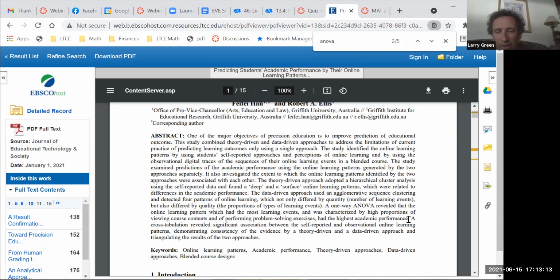They were not all the same, because ANOVA shows that they're not all equal. Some of the patterns are the same, some are different, or maybe they're all different, but they're not all the same. And then a cross-tabulation revealed significant association between the self-reported and observational online learning patterns, demonstrating consistency of the evidence by a theory-driven and a data-driven approach, and triangulating the results of the two approaches.